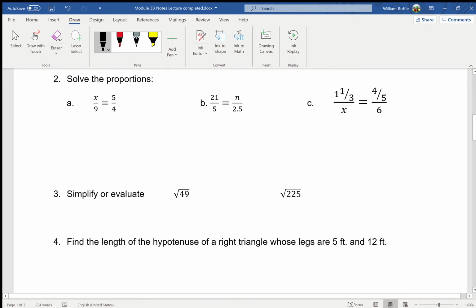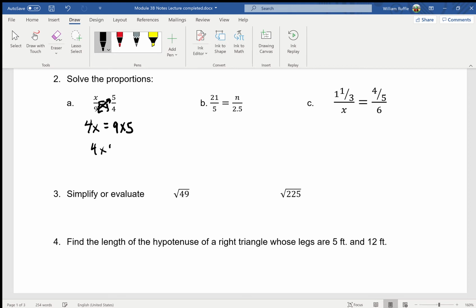Solving the proportions. As I started earlier, when they are proportional, like the vocabulary number 1, we really just cross multiply. So if I cross multiply here, that is going to be 4 times x. Cross multiply the other way, it's 9 times 5. So it's really 4x equals 45. Forgot the equal sign. Now to solve for x, I have to divide each side by 4, so x is equal to 45 over 4.